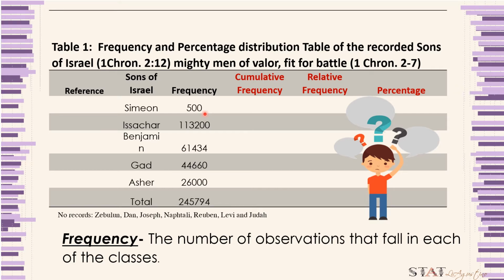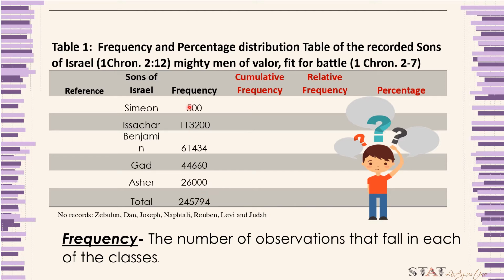So according to 1 Chronicles chapter 2 to 7, in Simeon there is a frequency of 500 mighty men of valor fit for battle. And then for Issachar, we have 113,200. And then for Benjamin, we have 61,434. And then for Gad, we have the frequency of 44,660. And for Asher, we have 26,000 mighty men of valor.